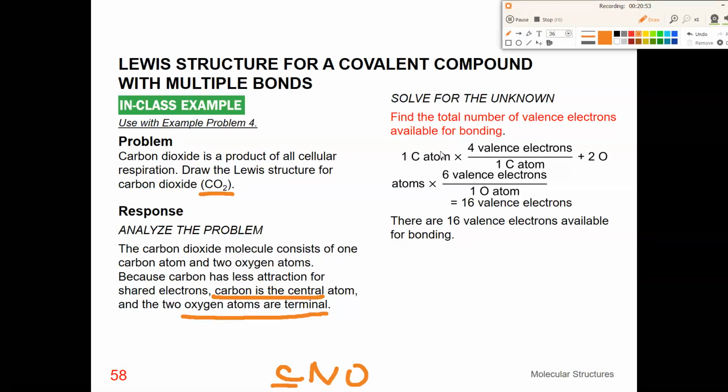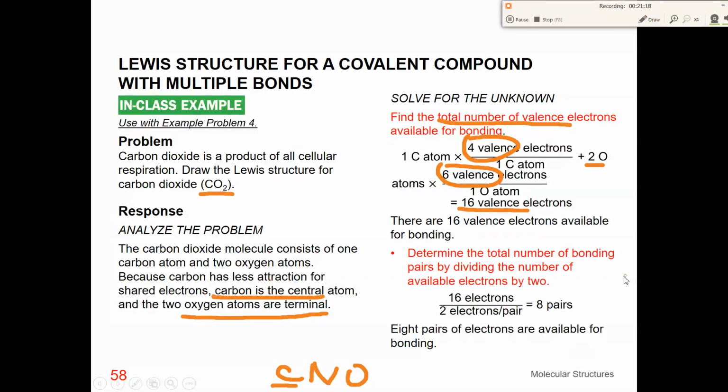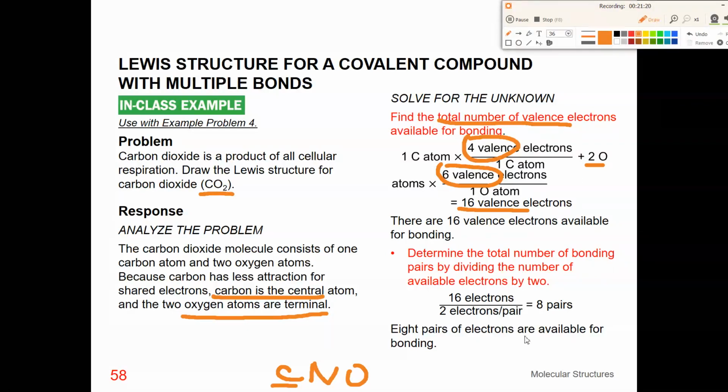Next step, figure out the total number of valence electrons. Carbon is 4, oxygen 6. However, we have 2 oxygens, since this is carbon dioxide. So we add up 4 plus 6 multiplied by 2, which gives 16 valence electrons available. Next step, figure out how many pairs. 16 divided by 2 electrons per pair gives 8 pairs of electrons.